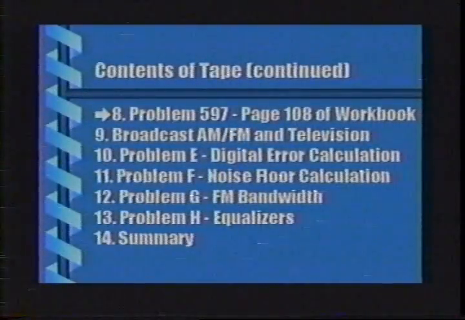I'm now going to walk you through the third of the problems from your workbook, a multiple choice problem. This will be problem 597 that appears on page 108 of your workbook. This problem is a kind of hybrid that deals more with electronics than with communications. The reason it's classified as one of the communication problems is because the application is typically in fiber optic communications. So what we're going to do now is Chapter 8 out of the 14 chapters on this videotape.